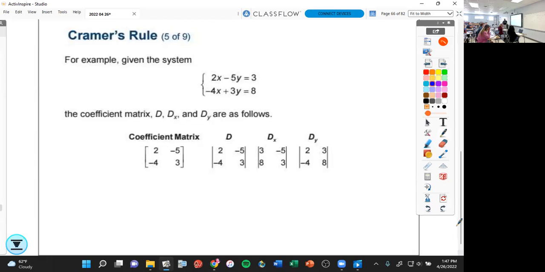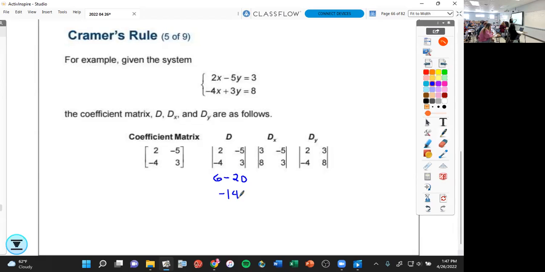First thing I want to see is, can I use Cramer's rule to solve this problem? Well, to find out, I need to calculate the value of the determinant of my coefficient matrix. How do you do that? Down diagonal minus the up diagonal. 3 times 2 minus, which is, okay, it's not 0. So because it's not 0, I can proceed with Cramer's rule.